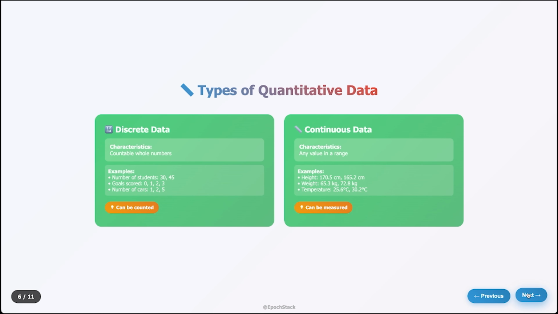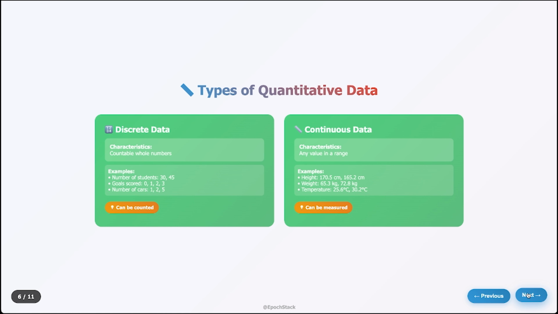There are two types of quantitative data, that is discrete data and continuous data. Here, discrete data means these numbers can be counted. For example, the number of students in a class, it can be 10, 20, 30, 45. Or the number of goals scored, maybe 1, 2, 3, 5 or any number, or the number of cars. So you can see that discrete data can be counted, whereas in continuous data, you are measuring this data, you are not counting it.